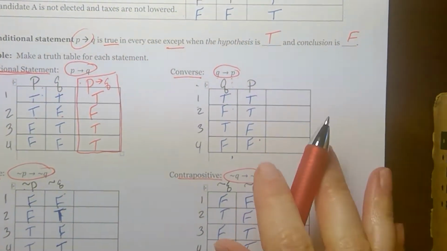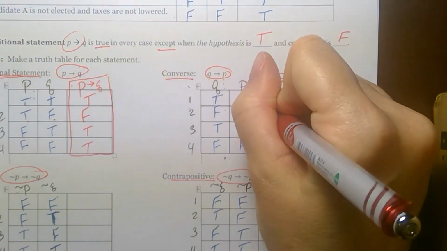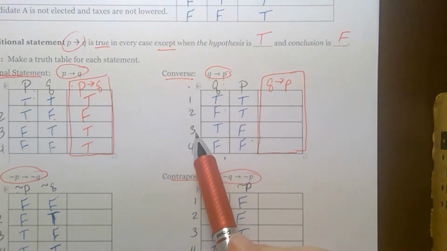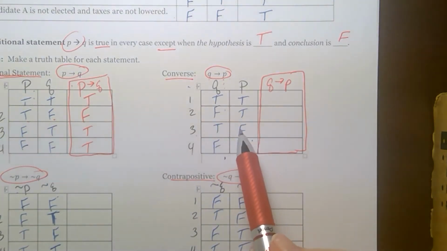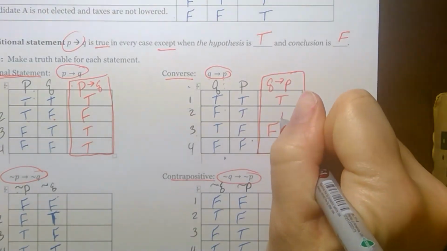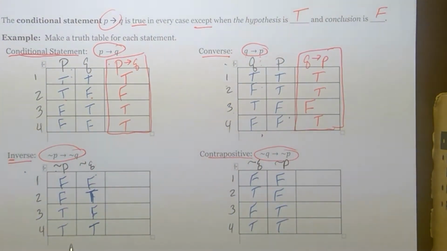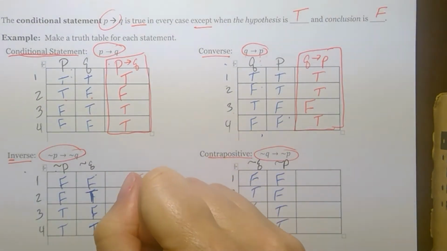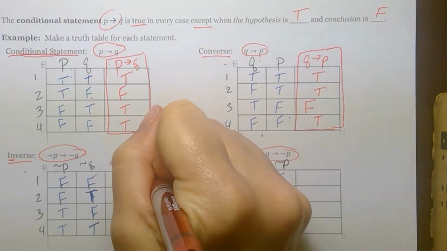What about the converse? For the converse, I've got if Q then P, so I have turned the order around. And on case 3 this time, the hypothesis is true and the conclusion is false. So that is my conditional statement that is false, and the other 3 are true. What case is false for the inverse? Well, that's case 3 as well. The other 3 are true for my inverse, if not P, then not Q.